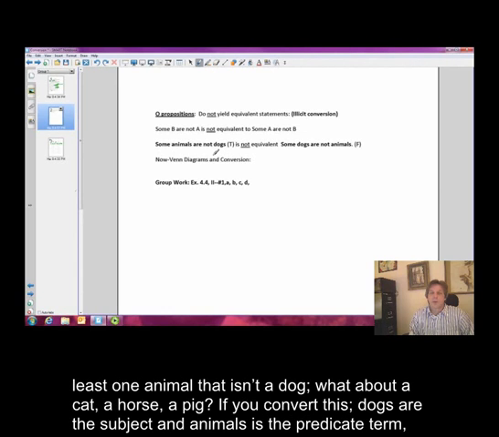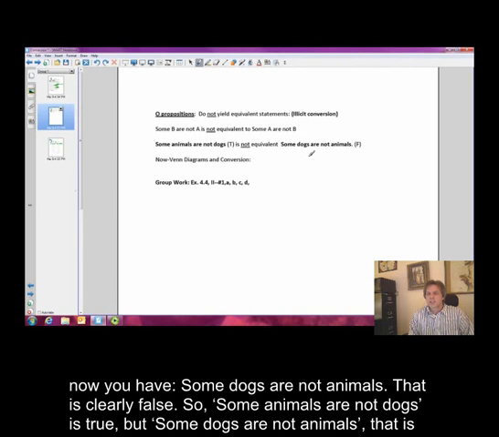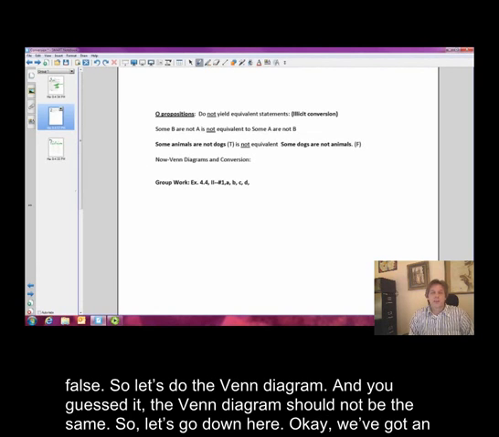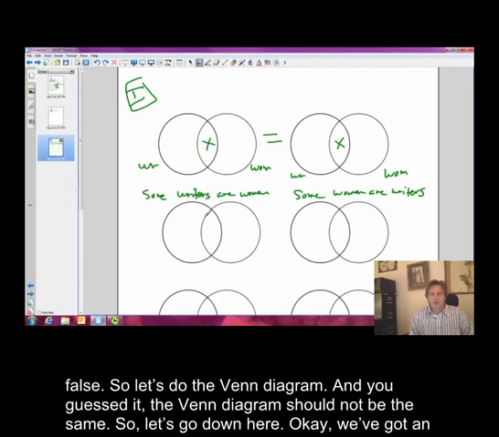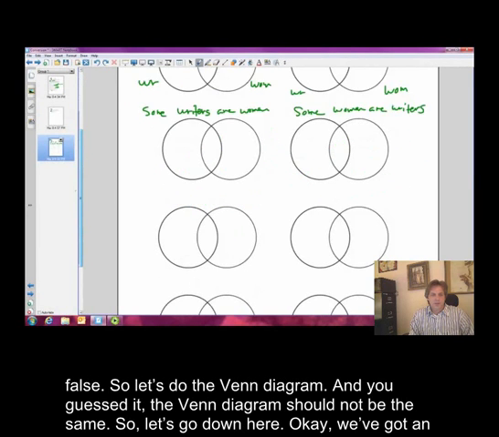There's animals that are not dogs. There's at least one animal that isn't a dog. Okay? What about a cat, a horse, a pig? Okay? Now if you convert this, dogs are the subject and animals is the predicate term. Now you have some dogs are not animals. That's clearly false. So some animals are not dogs is true, but some dogs are not animals, that is false. So let's do the Venn diagram, and you guessed it, the Venn diagram should not be the same.